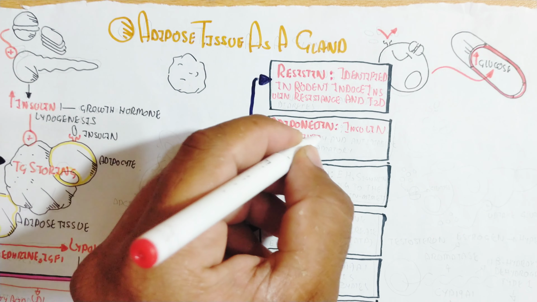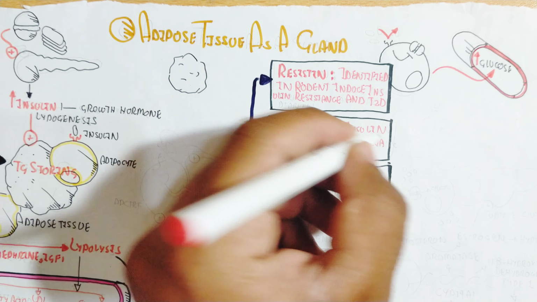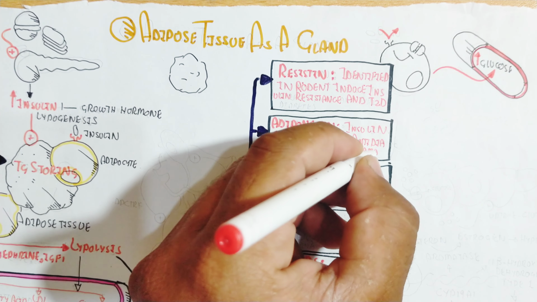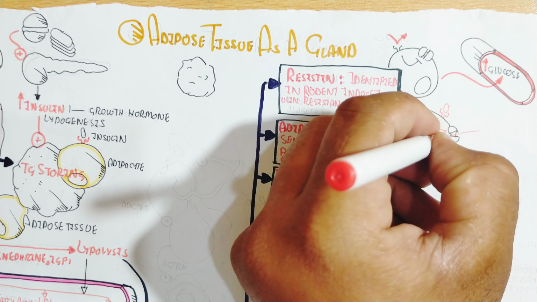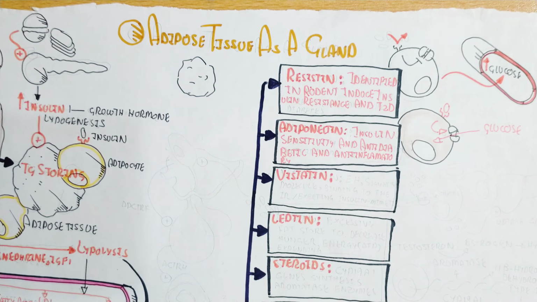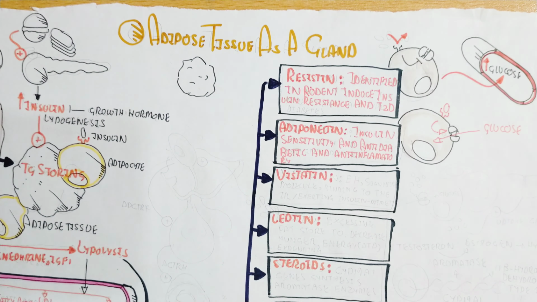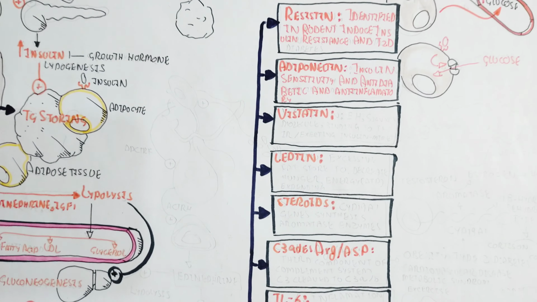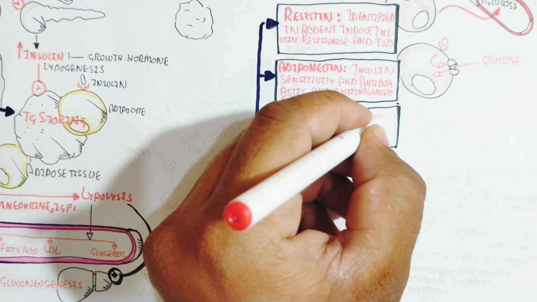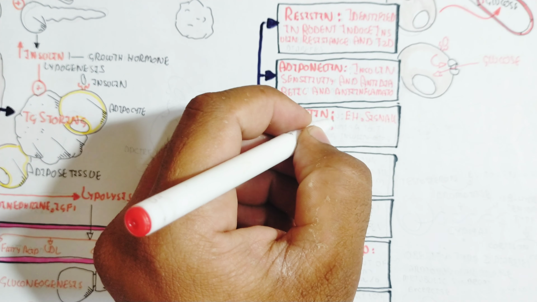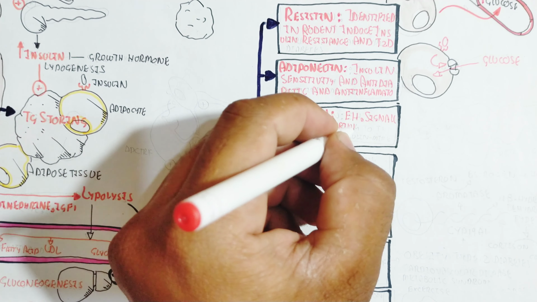Resistin was basically identified in rodents to induce insulin resistance and type 2 diabetes. In this way, it will trigger type 2 diabetes whenever it increases due to the increase of adipose tissue. While adiponectin is important for insulin sensitivity and is anti-diabetic and anti-inflammatory, whenever the fat content in your body decreases, it will trigger the adiponectin. It will increase the insulin sensitivity.